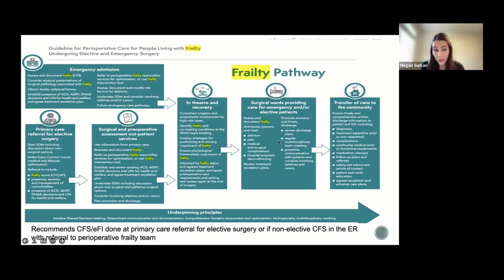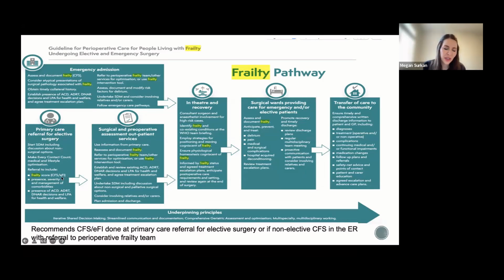So this is the pathway. Again, you can see essentially every aspect of this, they talk about measuring frailty. So it's quite a bit, much more than we're doing now. But if you see here, it's kind of nice. They have either the route or pathway of primary care, a referral for elective surgery, or an emergency surgery, whereby they recommend the clinical frailty scale.